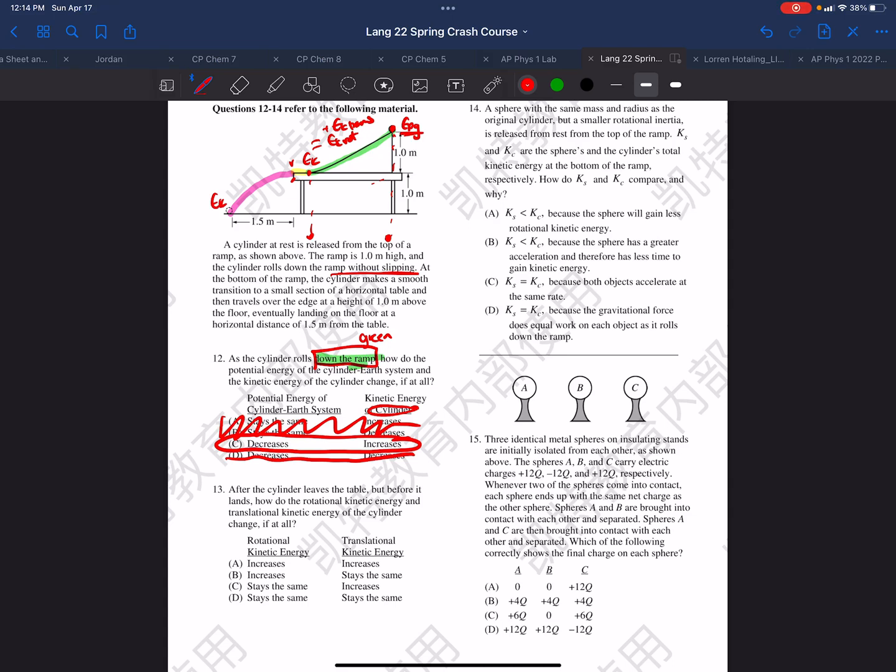For question 13, to understand the setup, we explained that in the previous video for question 12. Please go back and view that. So now we're talking about after the cylinder leaves the table, which is the pink part that we're talking about: the rotational kinetic energy and the translational kinetic energy. We could start with either one, but we may start with the translational kinetic energy.